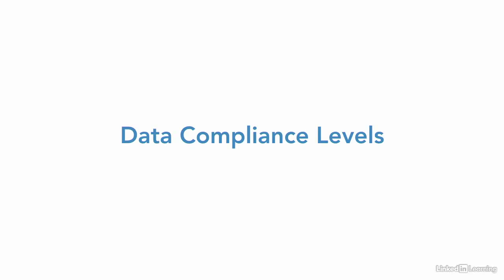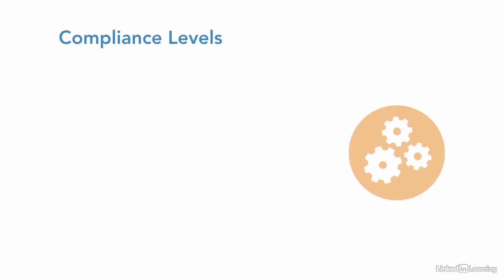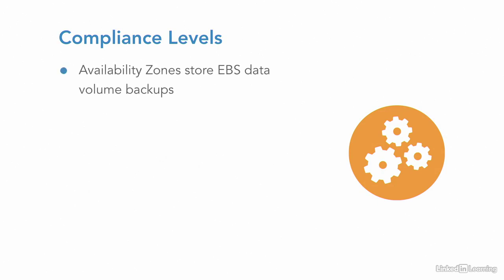When we look at the levels of compliance that are offered by Amazon, we've got a lot of possibilities here that will match up with the compliance levels that you have to follow. Most compliance levels want multiple copies of data. Well, availability zones store EBS data volume backups with multiple copies of data.